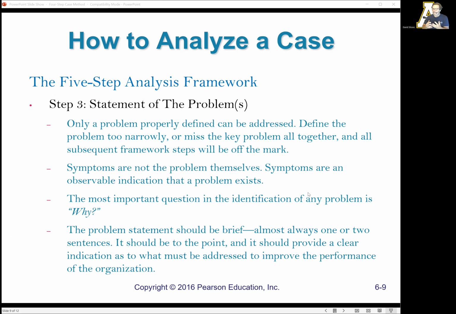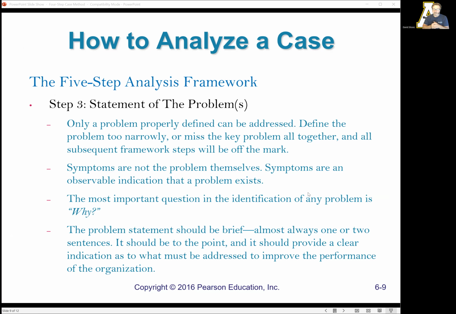If I have a temperature of 103.7, if I'm a good nurse, I'm going to treat the symptoms. But if I'm a good doctor, what I'm going to try to do is analyze and find out where the problem is occurring. That is the difference between a symptom and the actual problem. The symptoms are the observable indication that a problem exists. The problem itself requires depth and understanding.